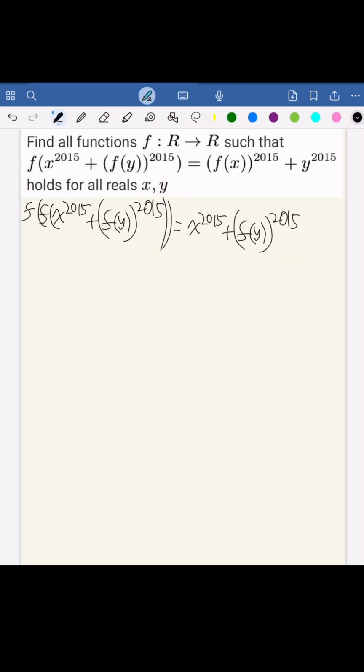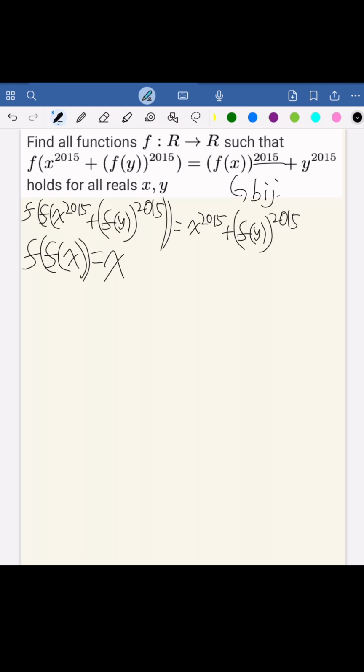Now, the next thing you should notice is that since we have this and 2015 is odd, we can get the bijectiveness. Now, with the bijectiveness, we can go here and safely assume that f of x is equal to x. Now, that's something really important.